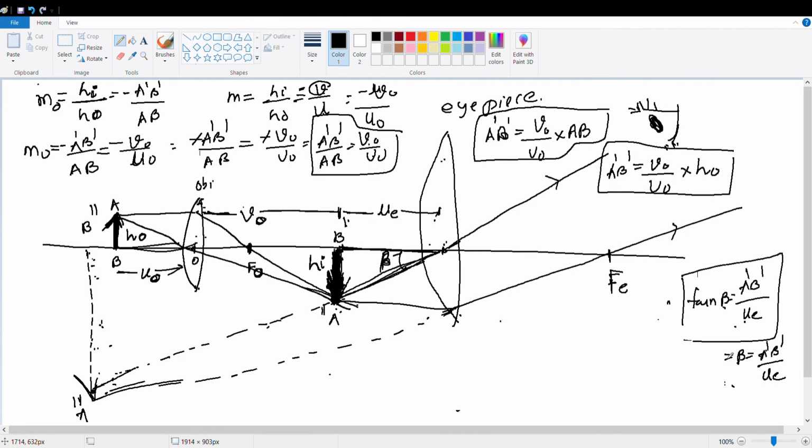So your beta is A dash B dash by UE. Yes or no? So your beta equal to A dash B dash by UE. Okay. So now in place of A dash B dash, can I substitute this value here? Yes, sir. So what I will get?